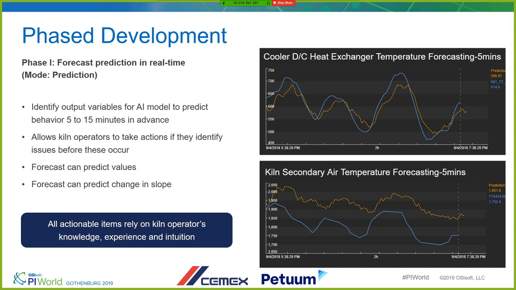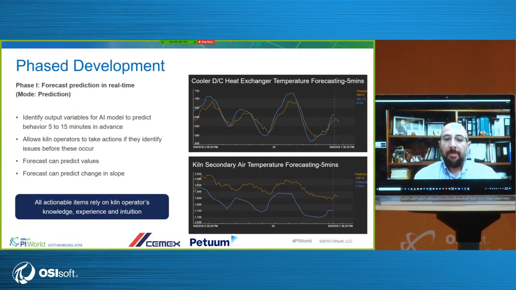The longer you want to do the prediction, the less accurate it is. But 5 to 15 minutes is good enough time for them to realize if the system is cooling, if it's heating, if it's too unstable, and based on their experience, they can react ahead of time to have a more stable process. In this case, as you can see, all the actions taken from the recommendations are based on the kiln operator's knowledge, on their experience and their intuition.